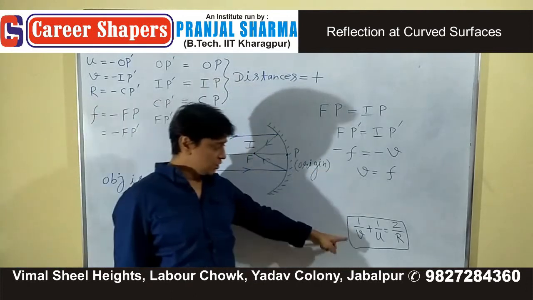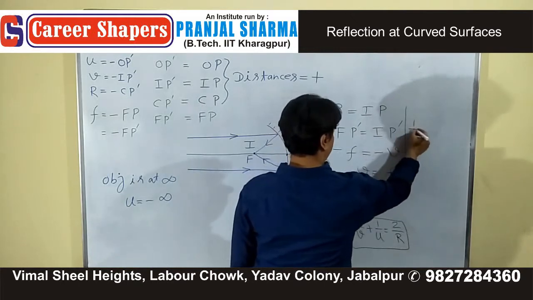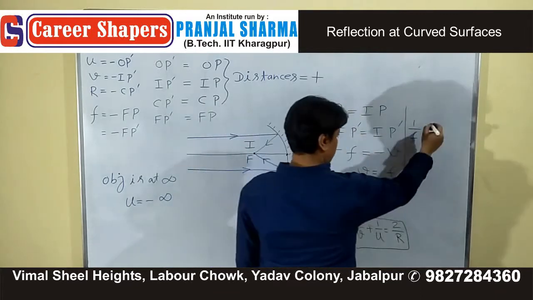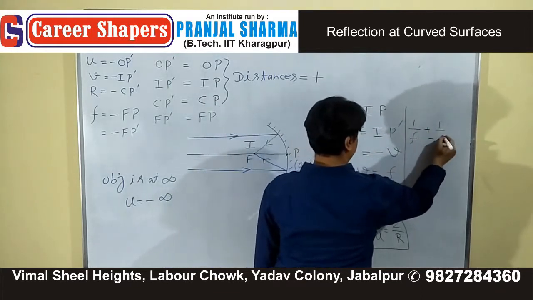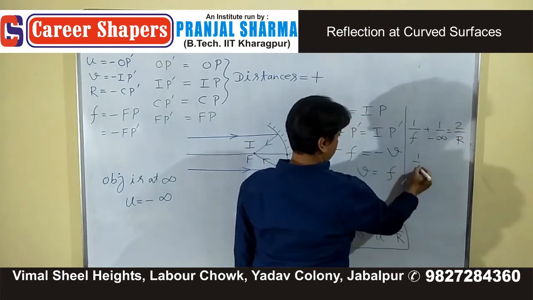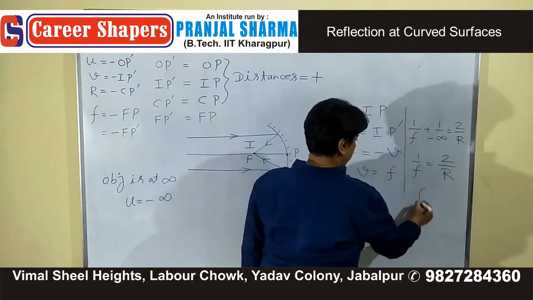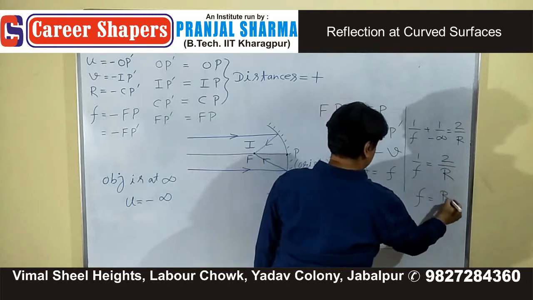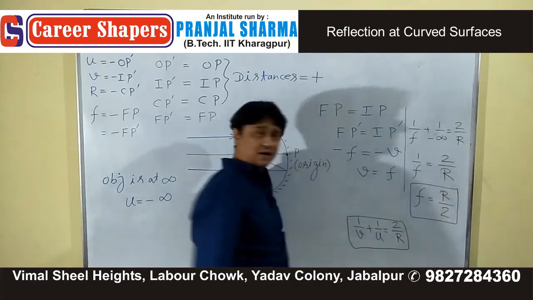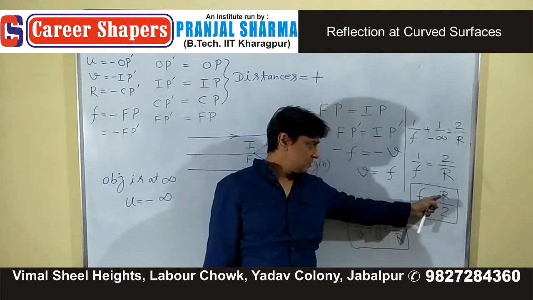Now let's put these values in this formula. And when you put these values, you get what? 1 upon F. We replace it with what? F plus U, which is at minus infinity, 2 upon R, giving you 1 upon F is 2 upon R, or F becomes R by 2, which in itself is an important formula that gives you the focal length of a spherical mirror in terms of its radius.